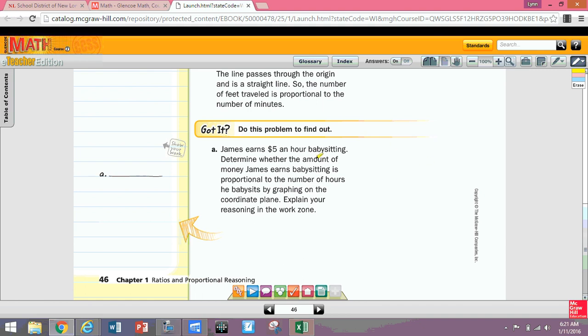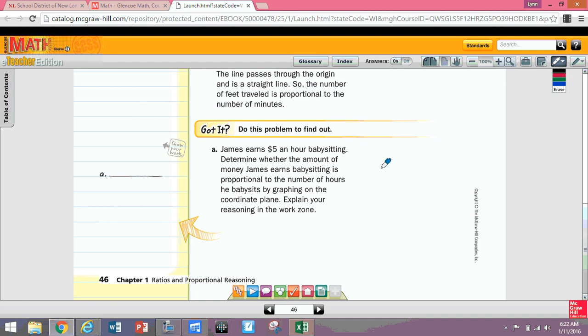Now you need to look at problem A. James earns $5 an hour babysitting. Determine whether the amount of money James earns babysitting is proportional to the number of hours he babysits by graphing on a coordinate plane. Explain your reasoning in your work zone.